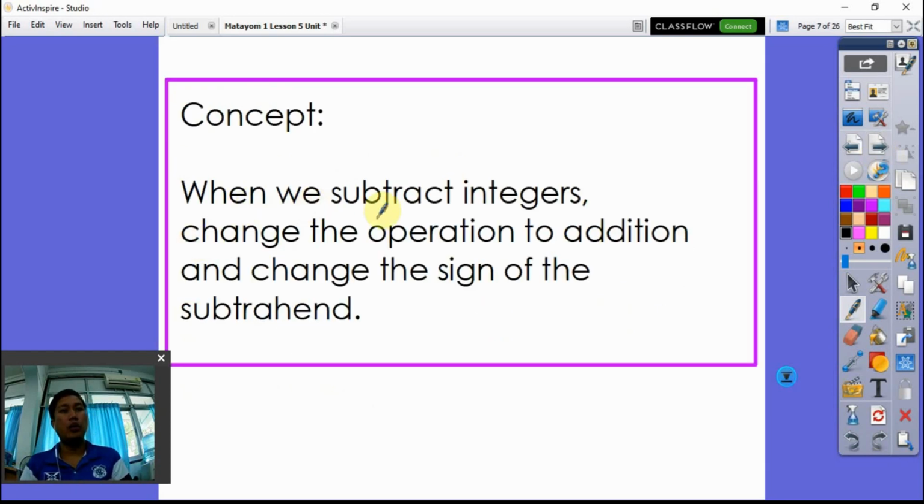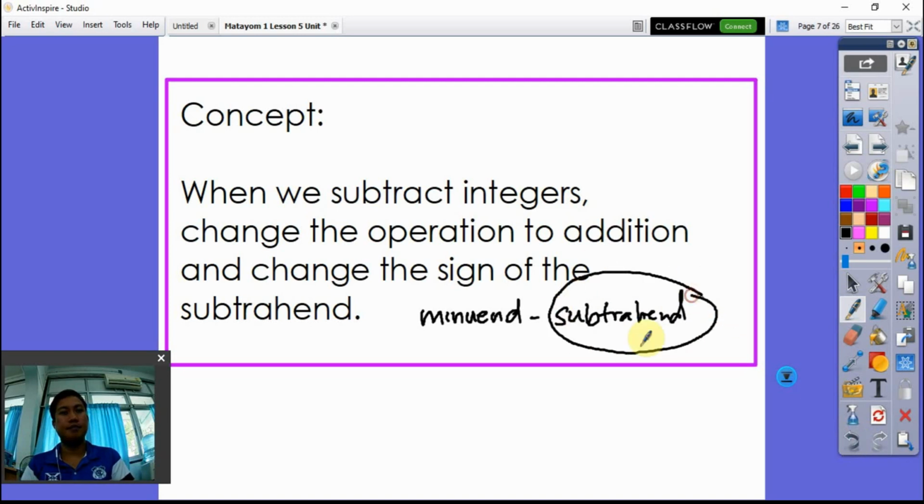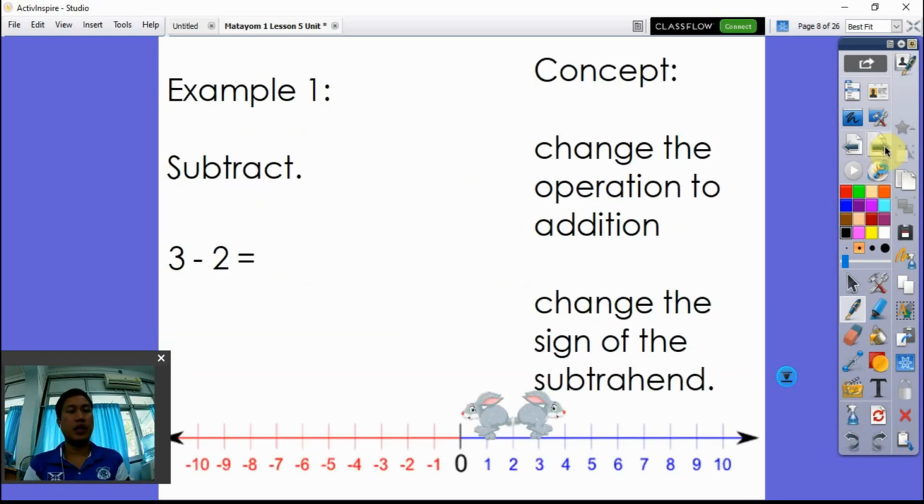Concept. When we subtract integers, change the operation to addition and change the sign of the subtrahend. Remember? Minuend minus subtrahend. We're going to change the sign of the subtrahend based on our rule.